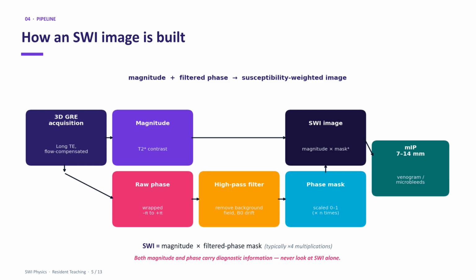An SWI image is built from a 3D GRE acquisition that yields a magnitude image and a raw phase image. The raw phase is filtered to remove background noise and B0 drift, creating a phase mask. This phase mask is multiplied by the magnitude image, typically 4 times, to generate the final SWI image. Always interpret both the magnitude and phase images, never SWI alone.